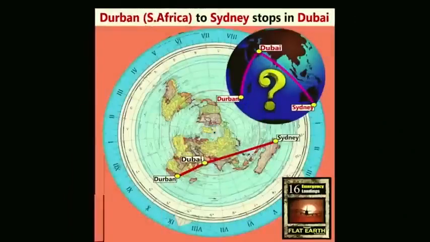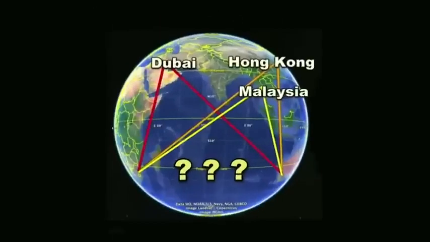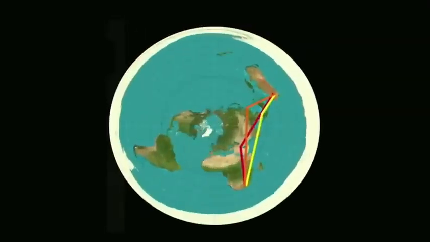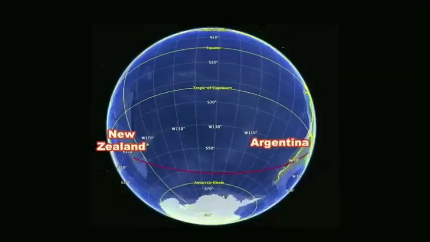Okay? Whizzing through. Durban to Sydney stops in Dubai. Straight line again. And the last one is South Africa to Australia. Stops in Dubai, Hong Kong, or Malaysia. Look at it on a flat Earth map. Makes a lot more sense there. Right? And that's the map that they use in autopilots.